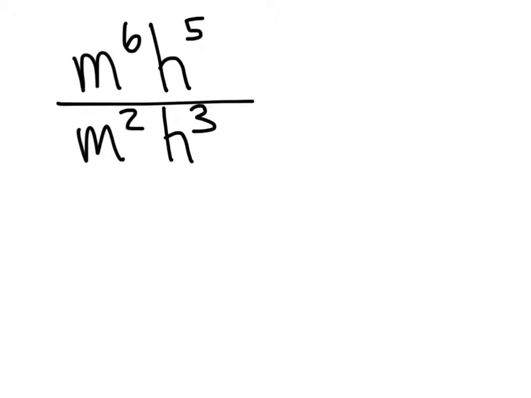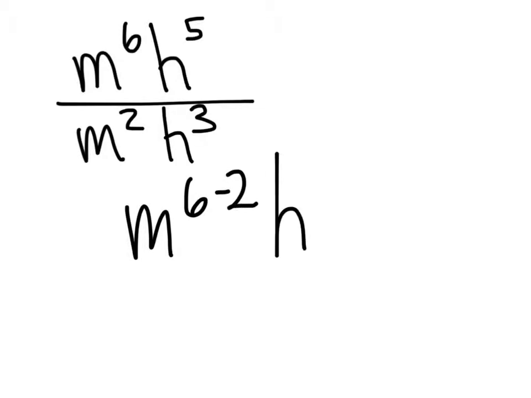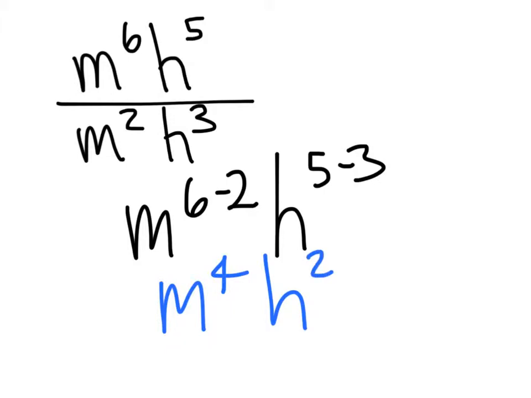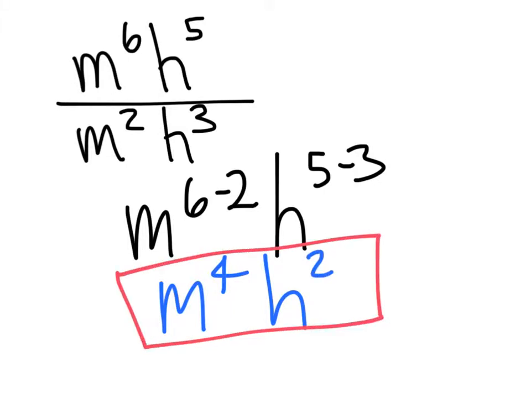Here we have no coefficients. We do have two sets of bases. Here we've got the m's and we've got the h's. So what we're going to do first is subtract the exponents: I'm going to write 6 minus 2, and then I'm going to write 5 minus 3 for the h's. So let's take care of the m's first. 6 minus 2 is going to be 4, and then I'm going to be looking right here, and I'm going to see 5 minus 3 is going to give us 2, so h to the second. This is our answer. Can't simplify it any further.